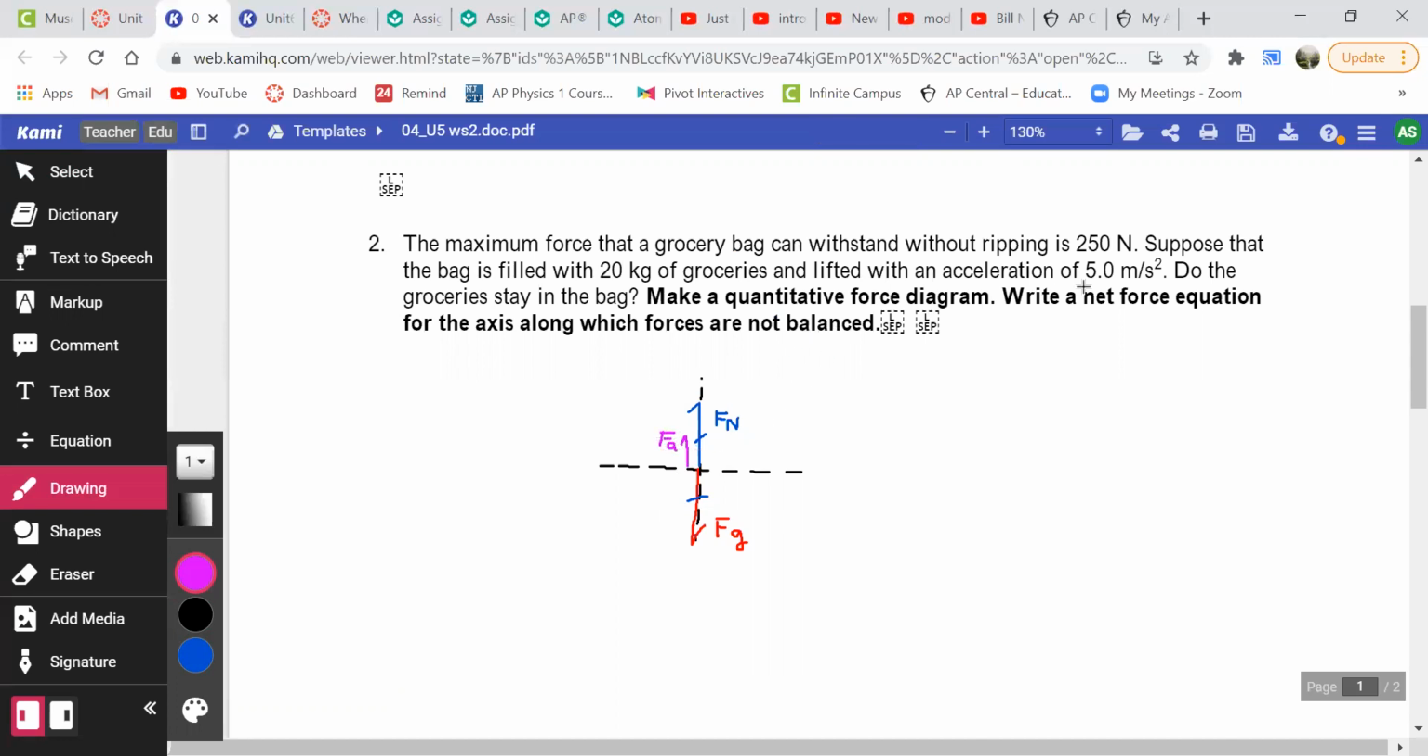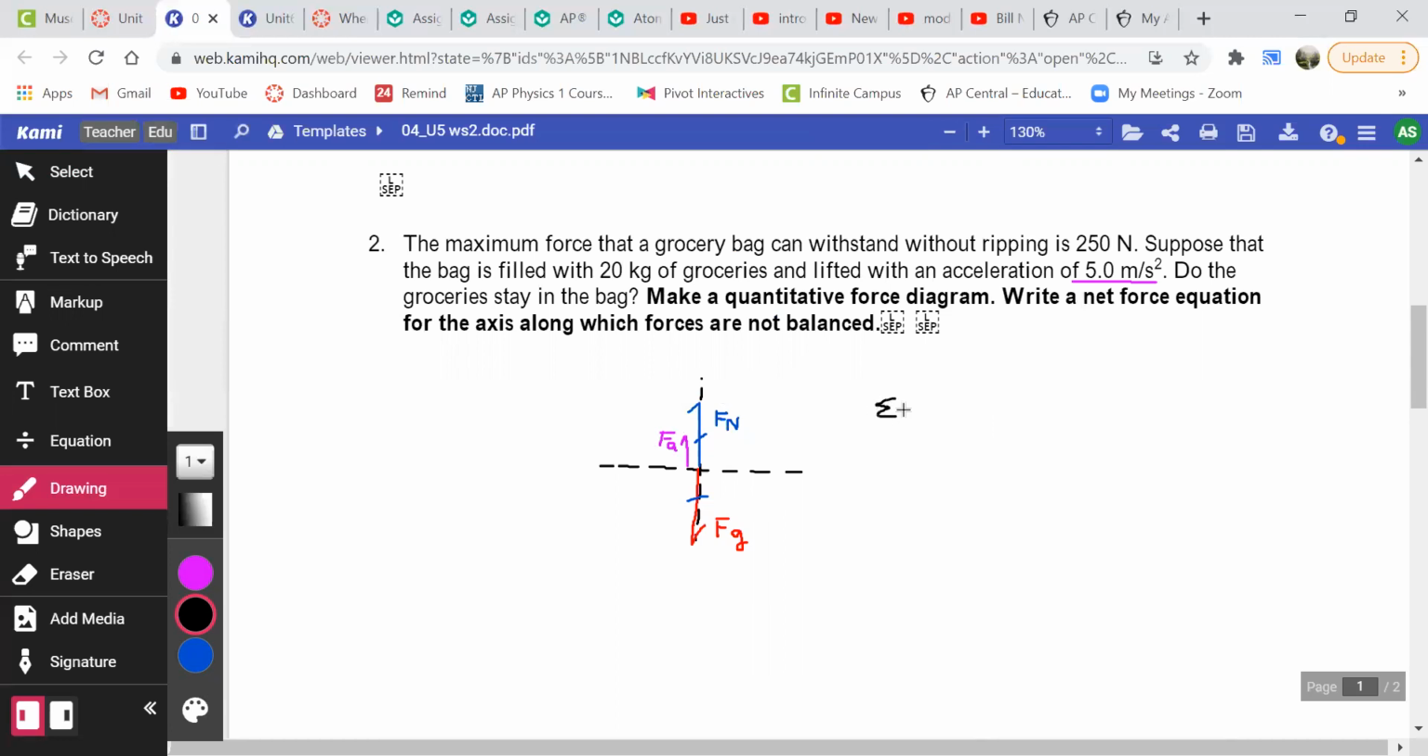And how do I know that there's an applied force upward? It gives me an acceleration upward. That tells me that there's an extra force upward. And it causes the whole bag to accelerate upward at 5 meters per second squared. So that means that net force is equal to mass times acceleration. It's the same way we set that last problem up. So we've done a qualitative free body diagram. Let's do a qualitative sum of forces equation.